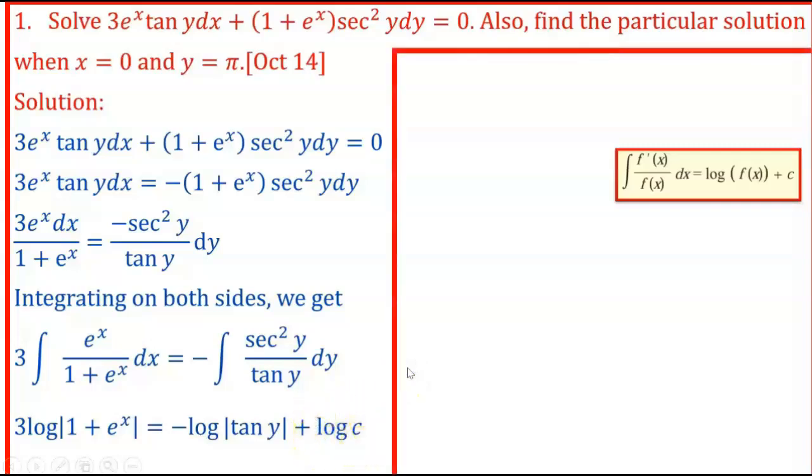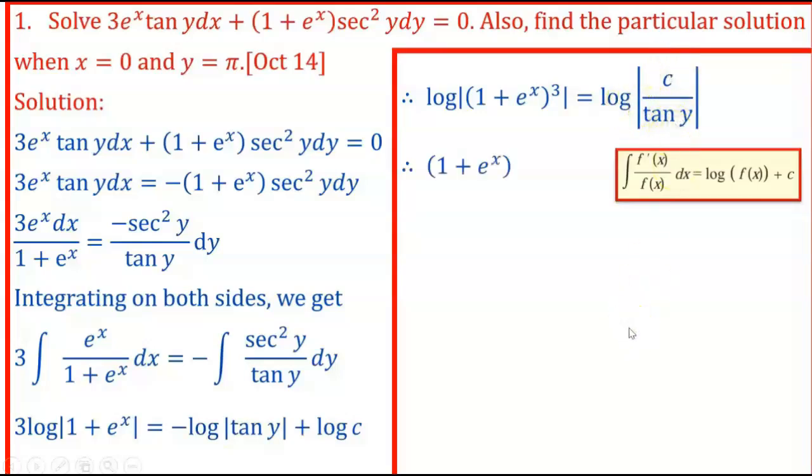Now next, if we take the 3 to the power of this 1 plus e raised to x, then with the help of the rules of log, it becomes log of mod of, in bracket, 1 plus e raised to x, bracket raised to 3 is equals to. Now see this here. Here is the minus sign, that is log of m minus log of n, then you would get log of m upon n. Means log of c upon tan y. Now cancel the log sign on both sides, or take antilog on both sides. Then you will get 1 plus e raised to x, bracket raised to 3 is equals to c upon tan y.